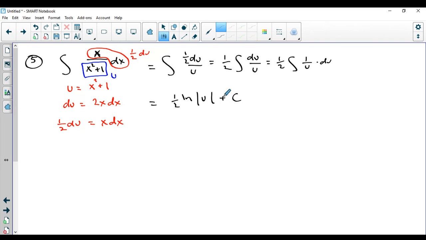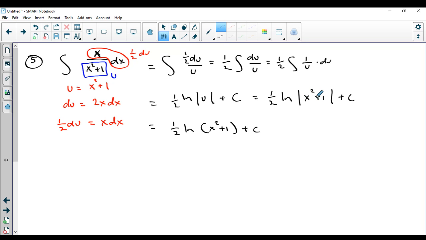So now you know what u is. We let it equal x squared plus 1. So we get 1/2 ln absolute value of x squared plus 1, and then, of course, plus c. Now, if this is a multiple choice, or maybe you were looking in the back of a textbook at the answer key, you might see that they didn't have the absolute value bars. They wrote it as ln of just regular old x squared plus 1. And the reason for that is because you don't need the absolute value bars anymore.